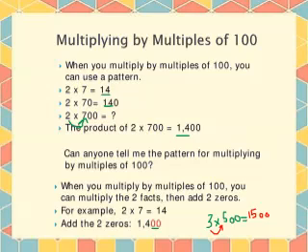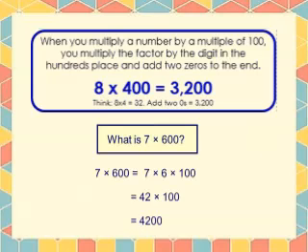So it's 1500. Of course, multiplying by a multiple of 100 will give you a multiple of 100. So 1500 itself is a multiple of 100 because it has two zeros at the end. So when you multiply a number by a multiple of 100, you multiply the factor by the digit in the hundreds place and add two zeros to the end. So what you do is you multiply those two facts. 8 times 4 is 32. And then you add the 2 zeros at the end.